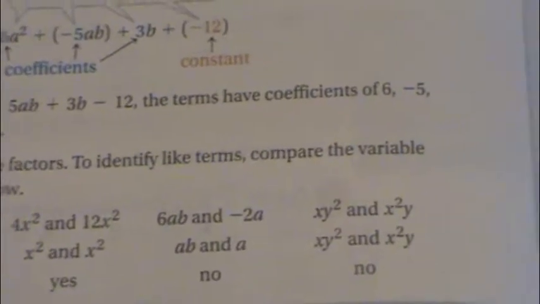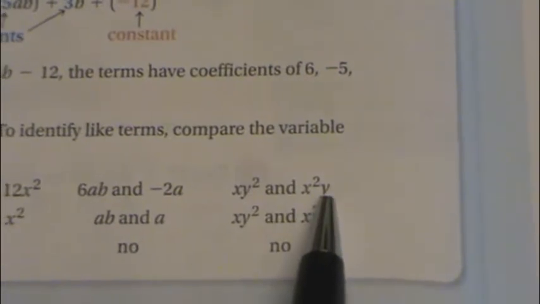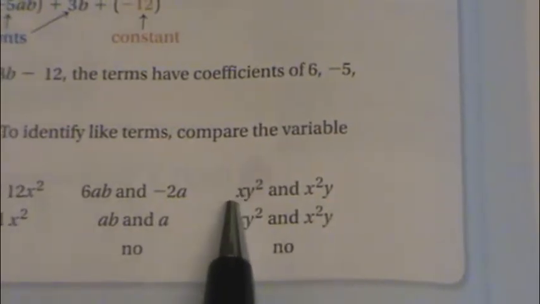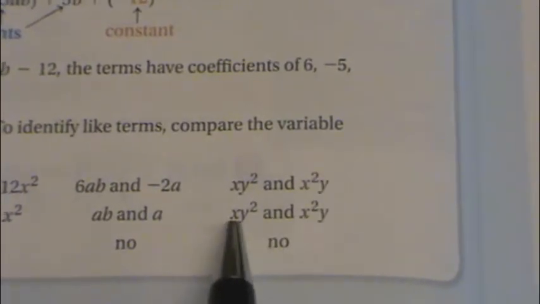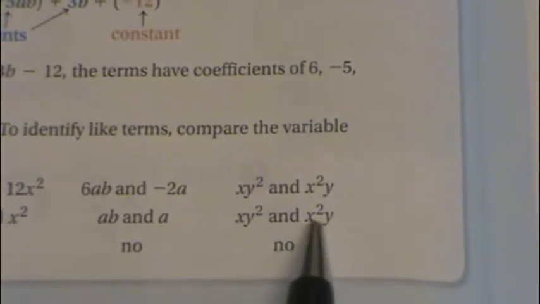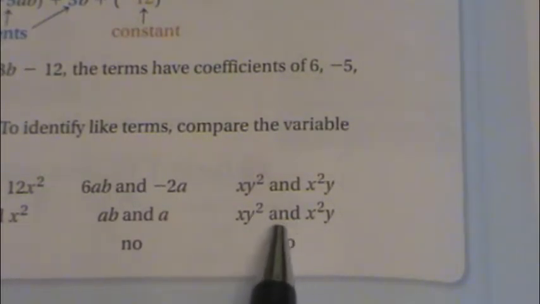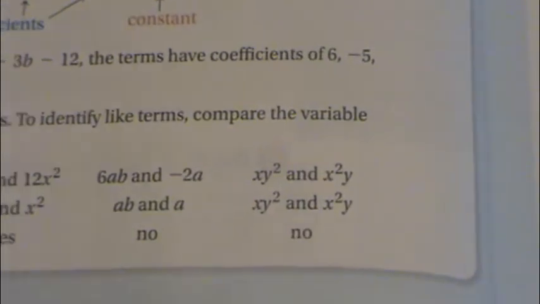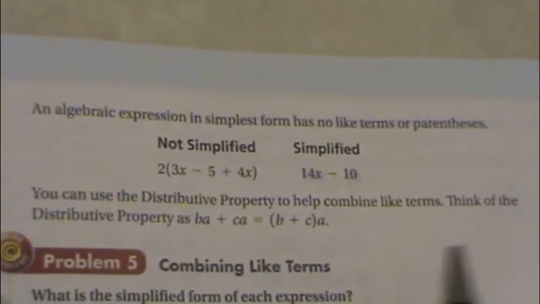Can't simplify it. Take a look at this last example, xy squared and x squared y. What's the variable here? X times y squared. What's the variable here? X squared times y. Those are not the same things. You can't do anything about this either. Cannot combine it. Can't add them, can't subtract them, no, not like terms. So, the top of page 49, we are coming closer to the end. An algebraic expression in simplest form has no like terms or parentheses.